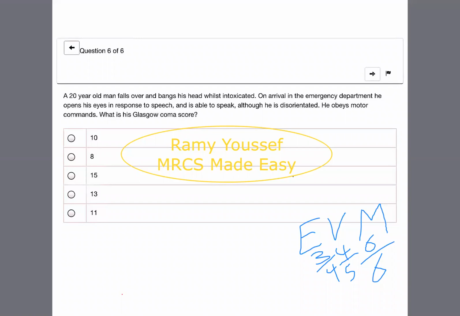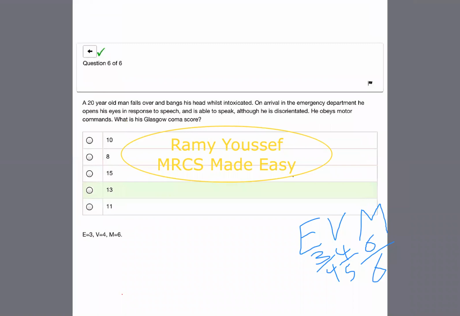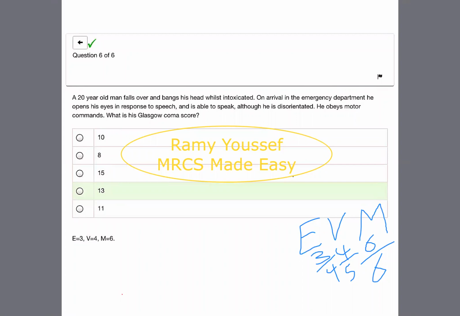Exactly. Okay, try to write it in the exam. EVM 4, 5, 6, and try to total it. So E3, V4, M6. So here 13 is the right answer. Okay. Does anyone have any problem with the Glasgow Coma Scale? I don't think so.